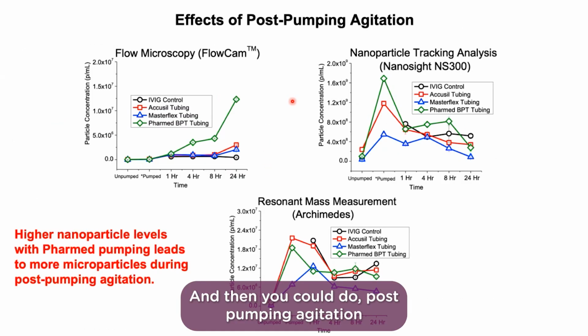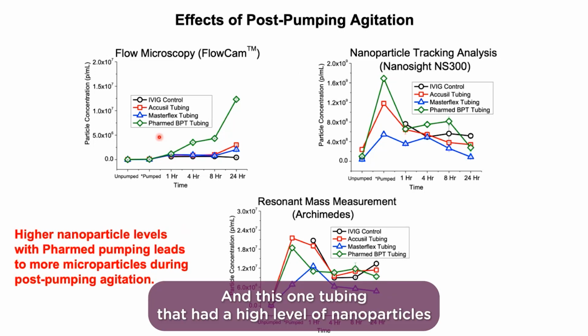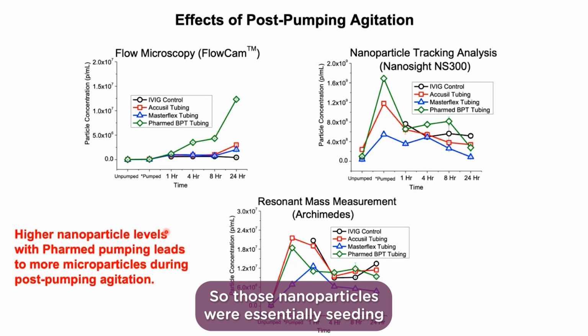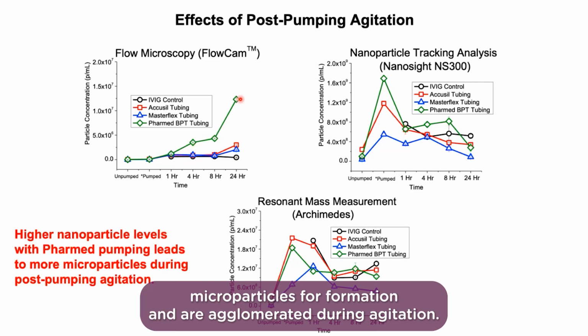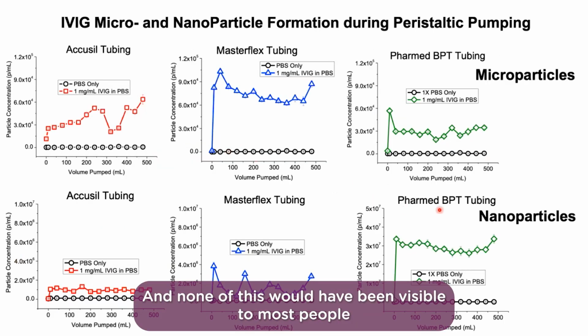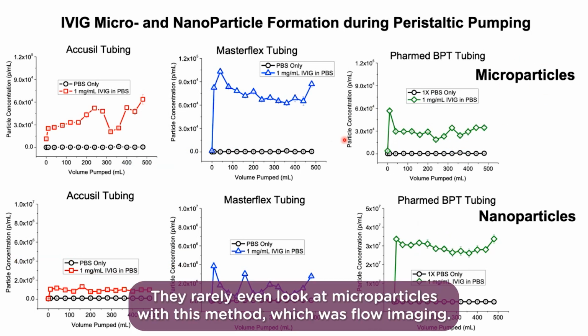And then you could do post-pumping agitation to see what those pre-existing particles might do to stability. And this one tubing that had a high level of nanoparticles actually generated way more microparticles during agitation. So those nanoparticles were essentially seeding microparticle formation and are agglomerating during agitation. And none of this would have been visible to most people because they don't look at nanoparticles, and they rarely even look at microparticles with this method, which was flow imaging.